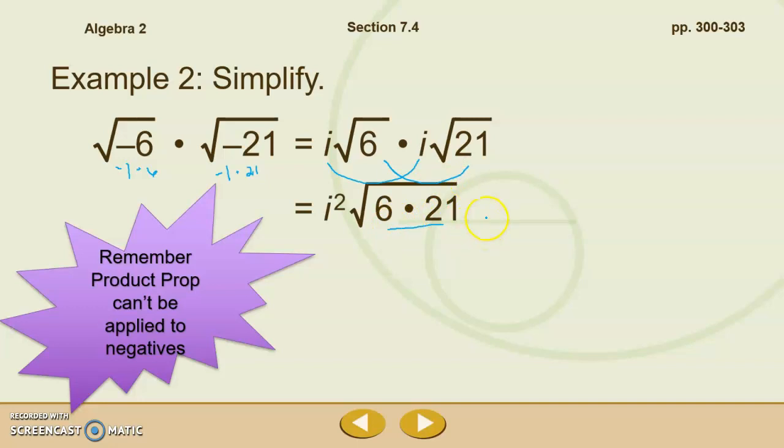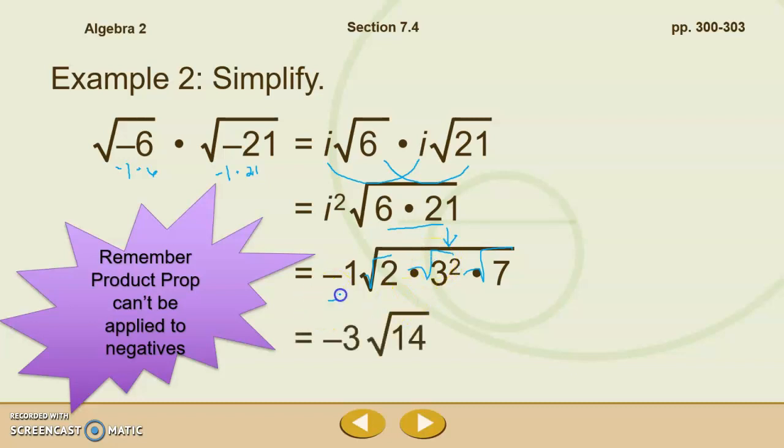We can use whatever simplification method we prefer. That could be prime factorization, it could be looking for perfect squares, but we're going to simplify that 6 times 21, and we have 2 times 3 times 3 times 7, or 2 times 3 squared times 7. We'll then take the square root of each of these, and the only one that actually can be simplified using a square root is 3 squared. Square root of 3 squared is 3. So we have negative 1 times 3 times the square root of 2 times the square root of 7, which is negative 3 square root of 14.